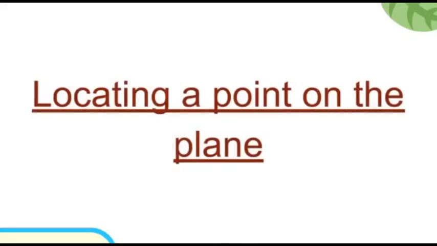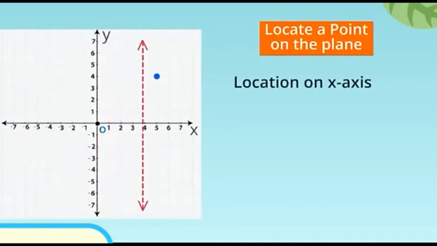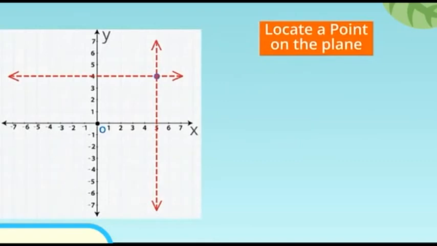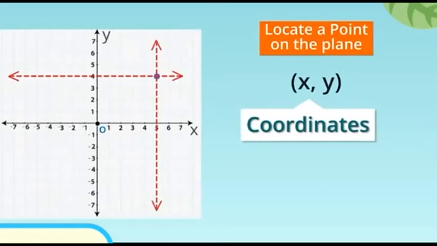Next topic is locating a point on the plane. When we have to locate a point on the plane, it is determined by a set of two numbers. So first we have to write about its location on x-axis followed by its location on y-axis. Together, the two will determine a single and unique position on the plane. The location of any point on a plane is expressed by a pair of values x, y, and these pairs are known as the coordinates.